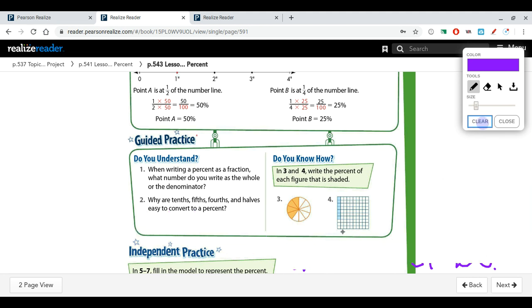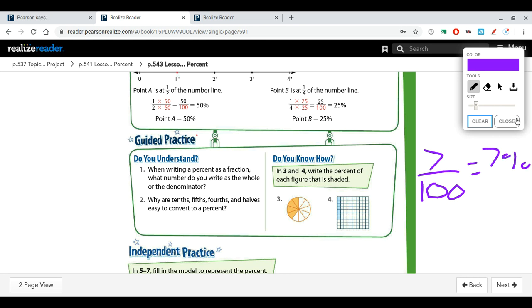All right, if we take a look at our last one, I have 1, 2, 3, 4, 5, 6, 7. So I have 7 shaded in out of 100. That's a hundreds grid, so my denominator is already 100. So this is going to be equal to 7%.